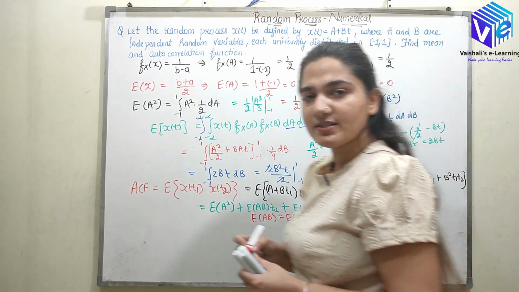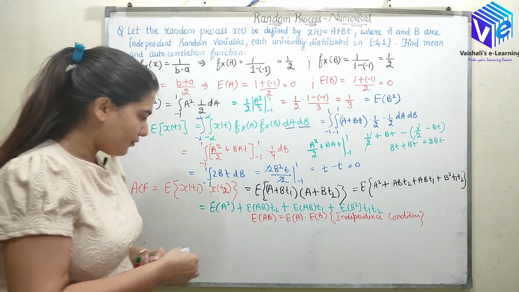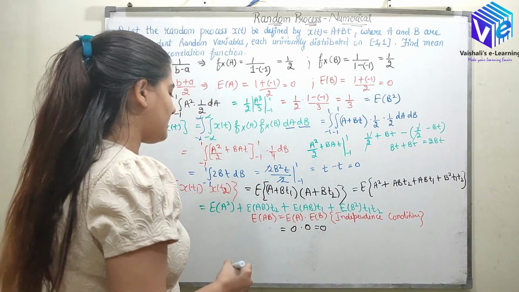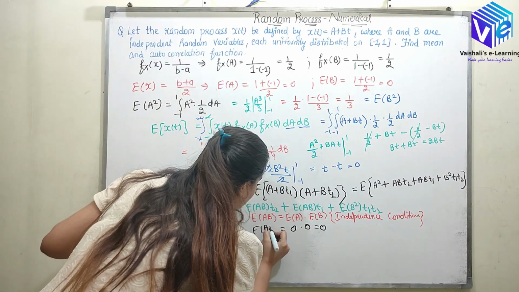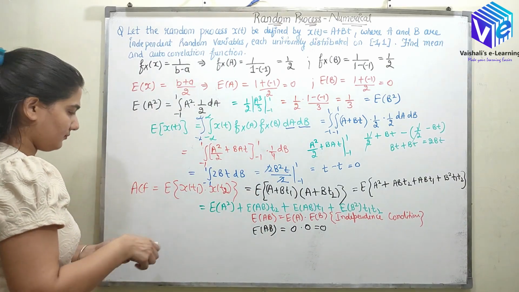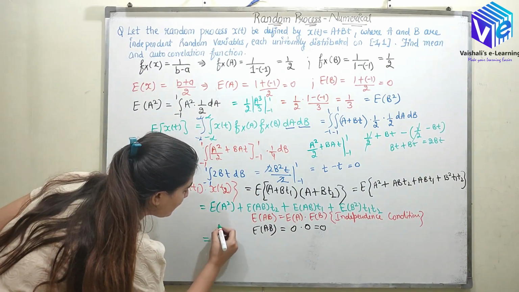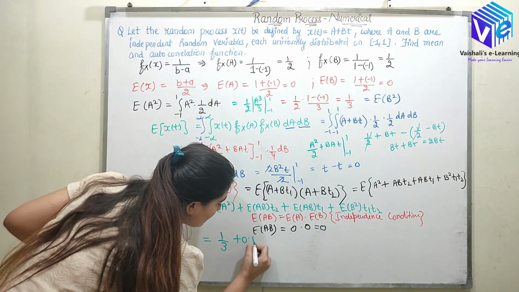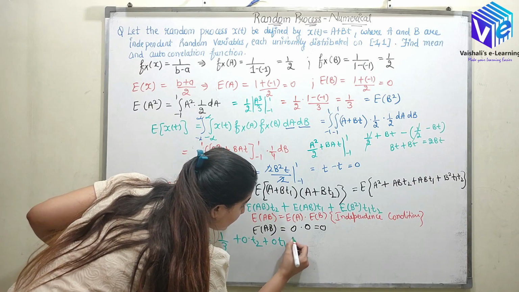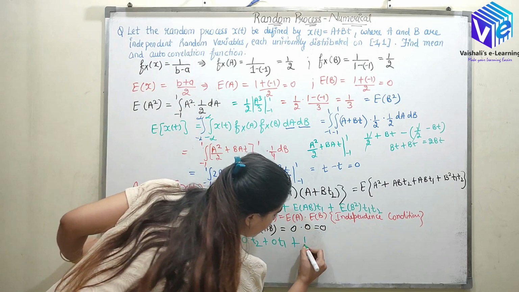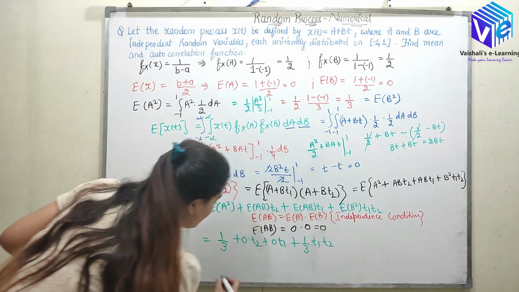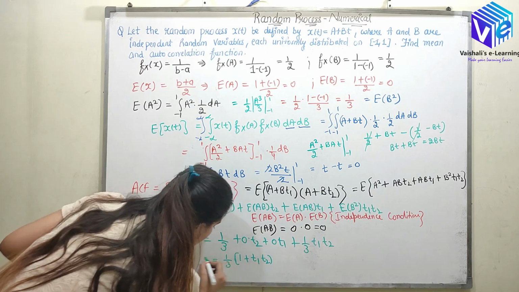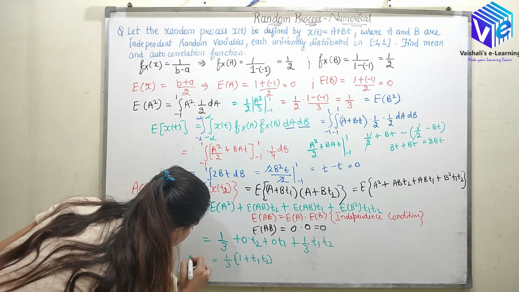I hope you remember what the independence condition is. So E of ab would be, E of a was 0, E of b was 0, so E of ab is 0. Now I'll be replacing it. E of a square was 1 by 3. E of ab was 0 into t2 plus 0 into t1 plus E of b square is again 1 by 3, 1 by 3 t1t2. So here I have 1 by 3 (1 plus t1t2). So this is my autocorrelation function.